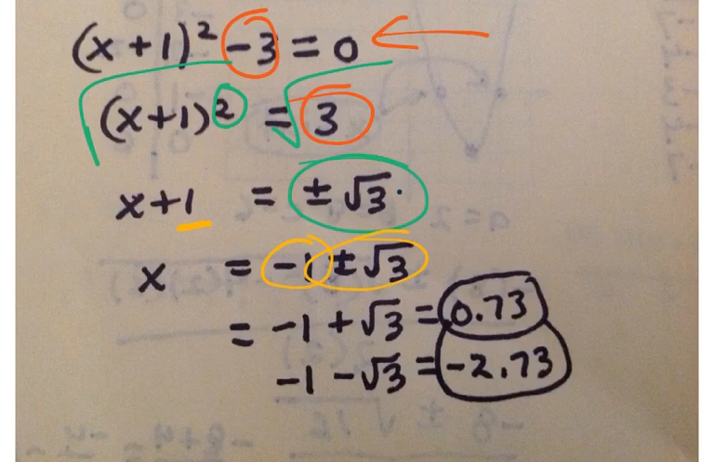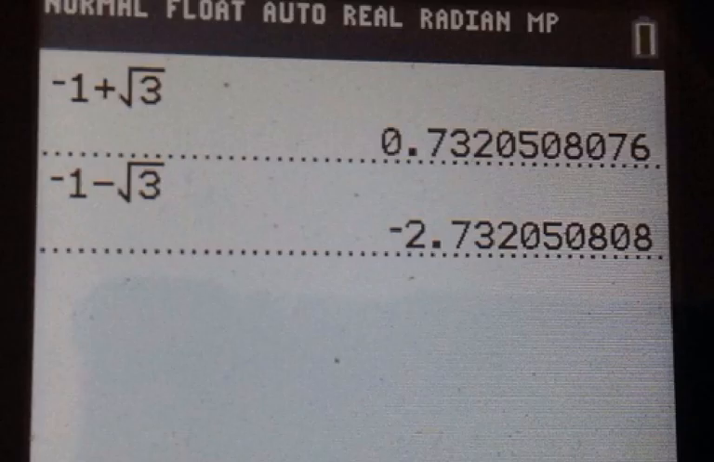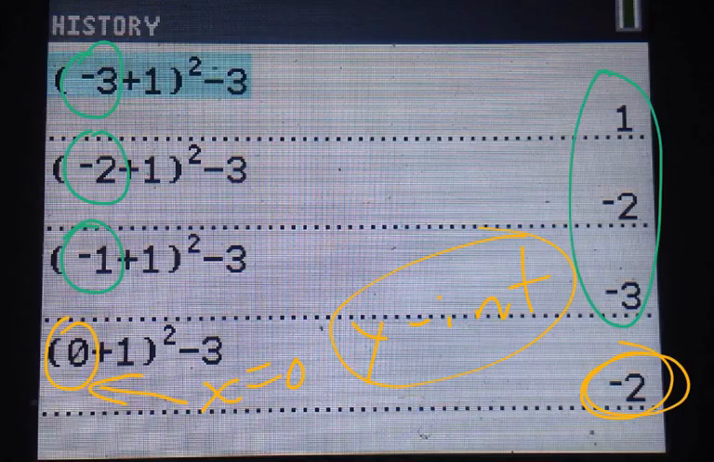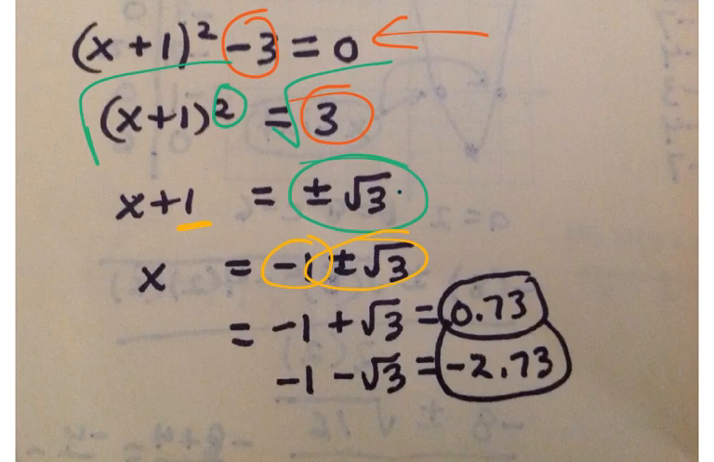Again, I'm going to come back here, guys, but I want to show you on the calculator, I did -1 plus square root of 3. I also did -1 minus square root of 3. Here are my two answers, 0.73 and -2.73. Pause the video if you need to look at that a little bit. But anyways, guys, to finish up here, notice that's where these two values came from the calculator.